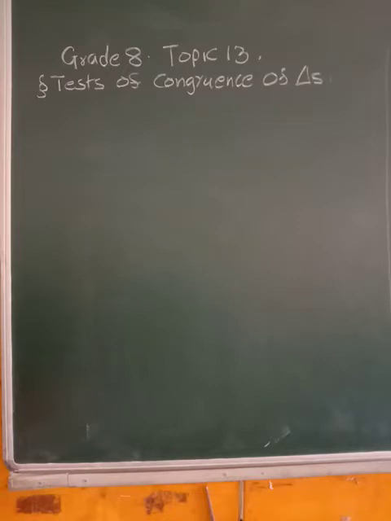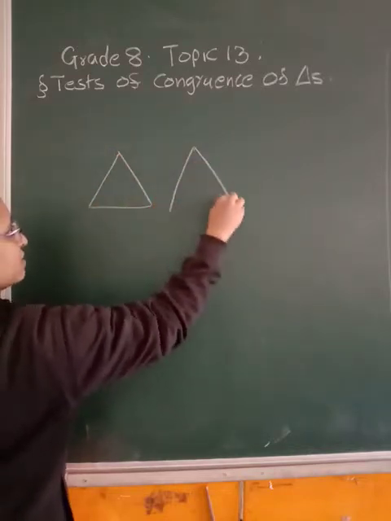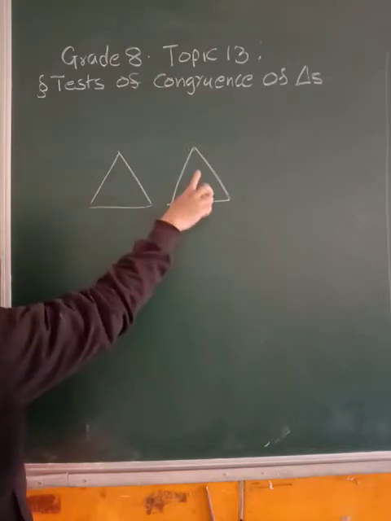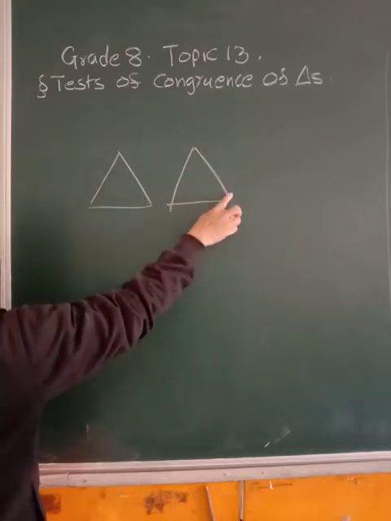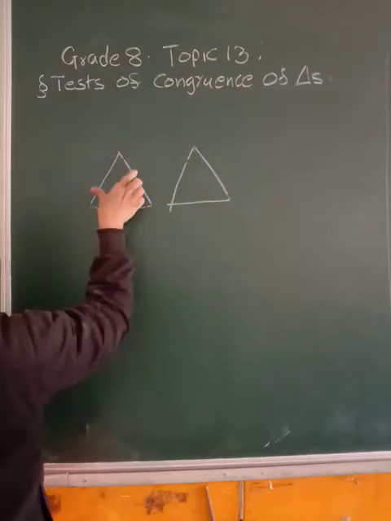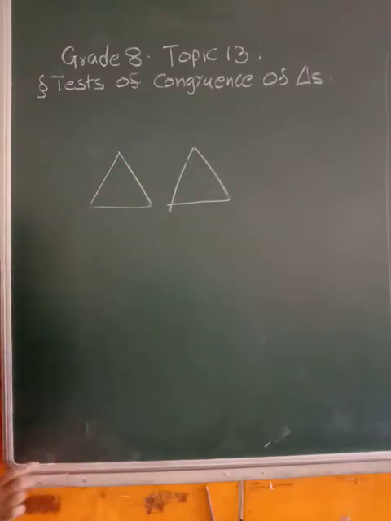What is the meaning of being congruent? We have seen yesterday that if we consider any two triangles, then three angles of one triangle should be correspondingly equal to three angles of the other triangle if they are congruent, and all three sides of one triangle are correspondingly equal to all three sides of the other triangle.